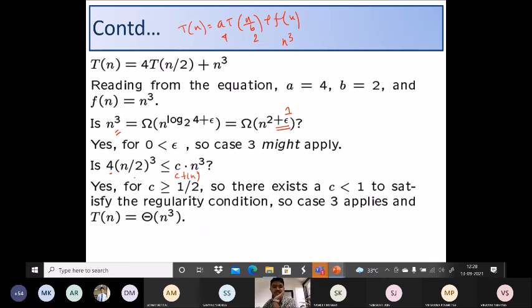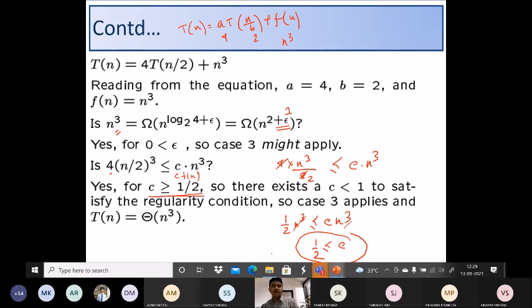Now check the left hand side: 4 into n cubed by 8. And in the right hand side it is c n cubed. So 4 by 8 is half, n cubed less than or equal to c n cubed. So you can tell c must always be greater than or equal to half. That thing we have written, c always greater than or equal to half. So directly we can tell it is theta of n cubed. So directly we can get the answer. It is in n cubed.